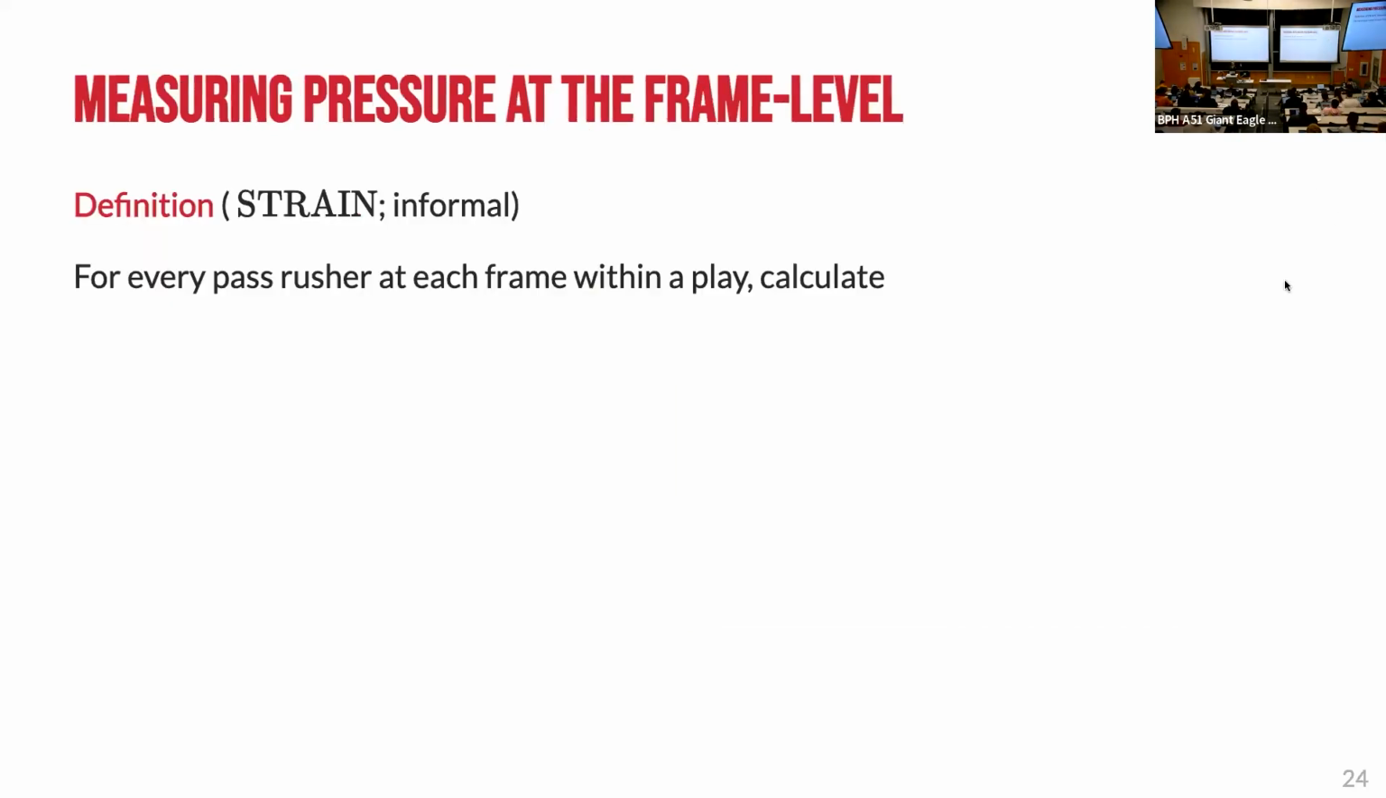Inspired by the concept of strain rate in material science, we created a metric called STRAIN in all capital letters. The definition of our metric is as follows. For every pass rusher, at each frame within a play, we want to calculate the following quantities. First, the distance between the pass rusher and the quarterback, which you can get using the XY location with the simple Euclidean distance formula you learn in Algebra 1.